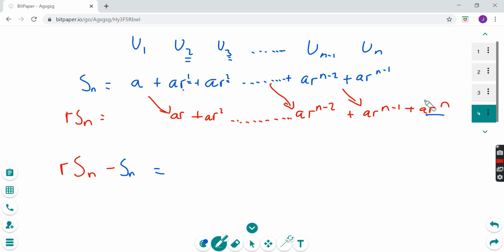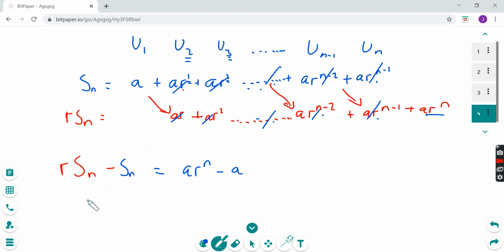Well, AR to the n doesn't have anything to take away from it. It's not going to cancel out with anything. It doesn't have a partner. But then this one does have a partner. All these ones in between have partners. This has a partner. This has a partner. So what you're going to get is you're actually going to get just this. Okay? All of the stuff before is going to simplify to just this.